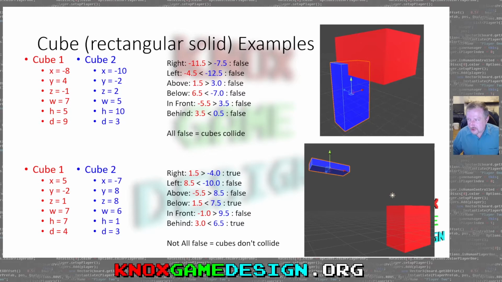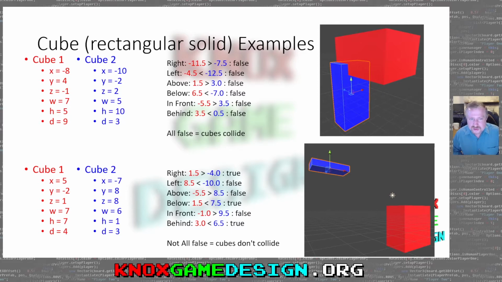It's not very interesting, but I'll try to post that code up, or at least the demo as well. But here's one example. We got the first cube, the red cube, at x -8, y 4, z -1, and it has a width of 7, a height of 5, and a depth of 9.